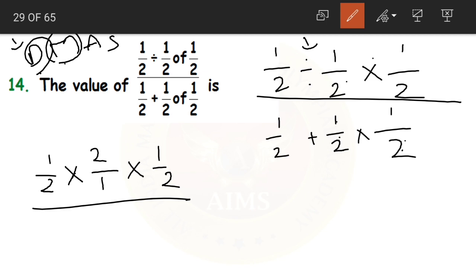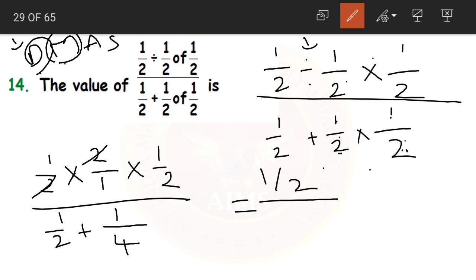So we'll multiply first. 1 by 2 into 1 by 2. This 1 by 2 as it is. 1 by 2 into 1 by 2 becomes 1 by 4. Yes, 2 into 2 becomes 1 by 4. Coming to the numerator, 2 and 2 get cancelled. What are we remaining with? We are remaining with only 1 by 2.